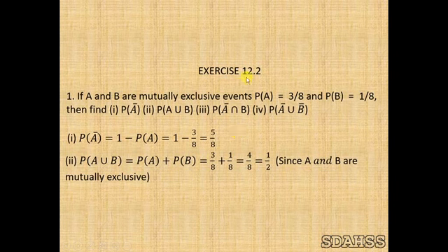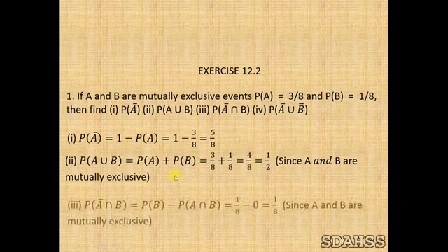Substitute the values. So 3 by 8 plus 1 by 8. Here the denominators are the same, so you have to add the numerators. So you have 4 by 8 now. Cancel the numerator and denominator by 4 table. So you have 1 by 2.